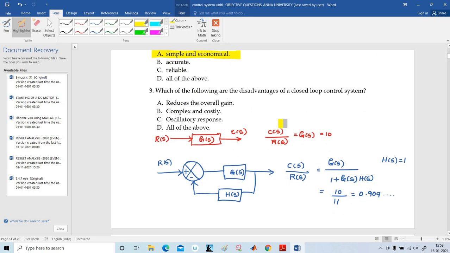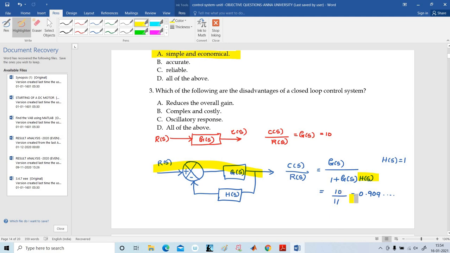Third, which of the following are the disadvantages of closed loop control system? The first one, reduces overall gain, complex and costly due to the feedback element, oscillatory response, all the above. See, reduce the overall gain. This is the open loop system. There is no feedback element. And here this is the closed loop system, which consists of feedback element H of S. C of S by R of S is G of S divided by 1 plus G of S into H of S. H of S is 1.